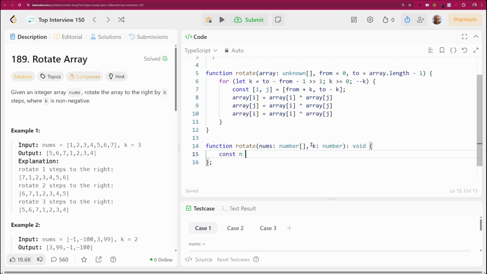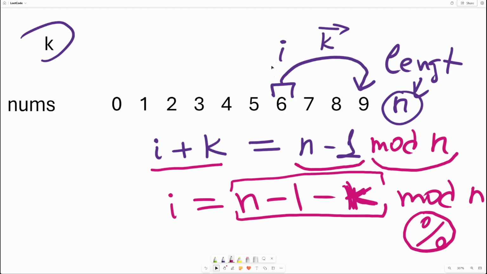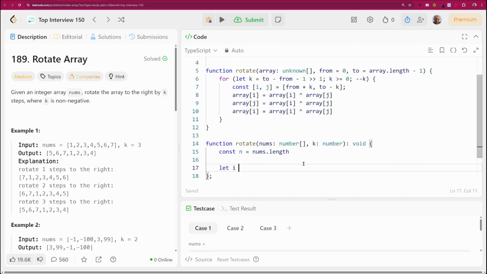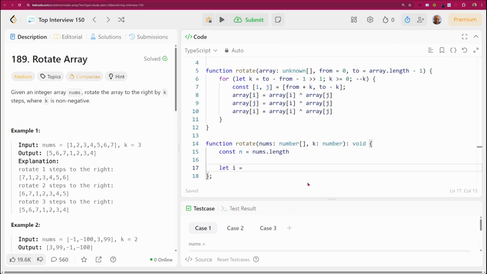All right, let's create that n, which is the length of the array. Now, after we do that, we need to calculate I, which will be the index of this element. I is this index, right? So I will be, and as we said, let's remind ourselves, n minus 1 minus k, and we need to do this modulo n.